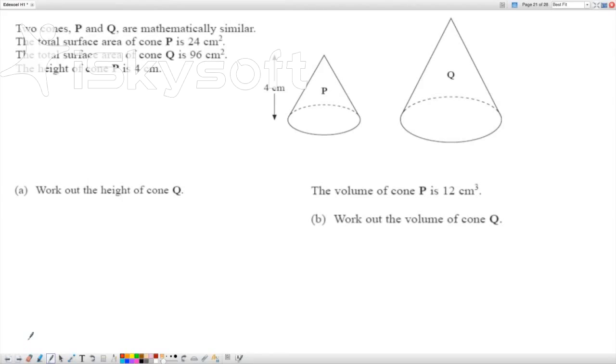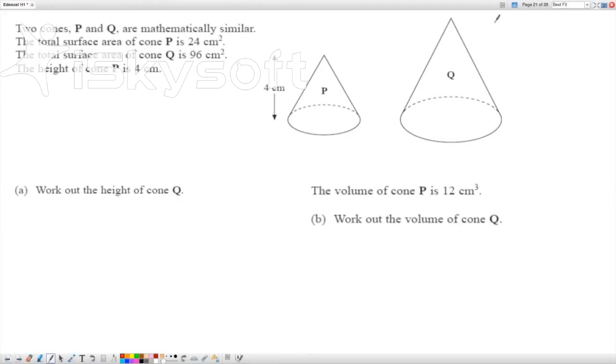Here are 2 cones, P and Q. We're told they're mathematically similar, and we're given details around the surface area, the heights, and we're going to be looking at volumes. So before we move any further, let's have a look and recap around similarity.